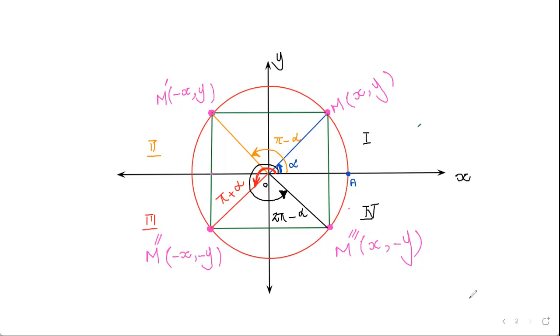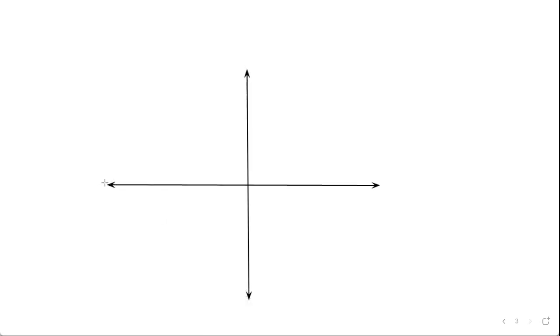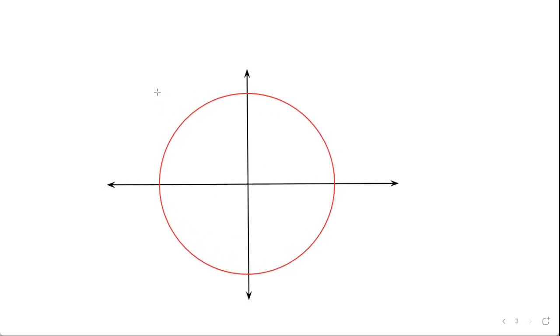Now, I'm going to move on to give one example of what I meant by it. Let me do this. Let me put the circle like that. We have X, Y, and we have the origin.